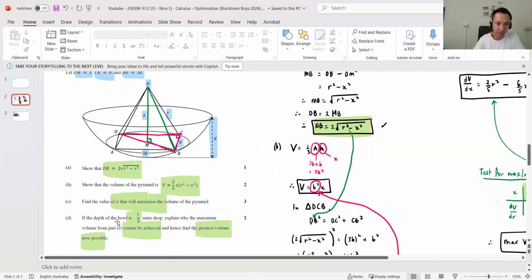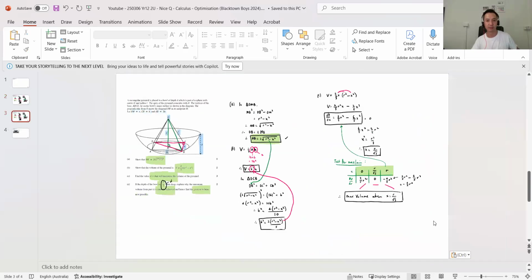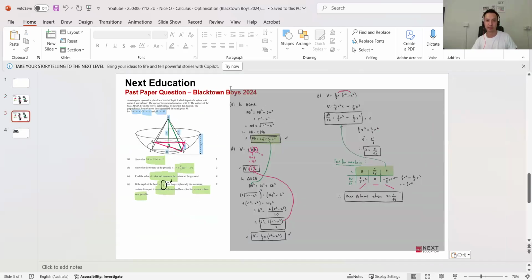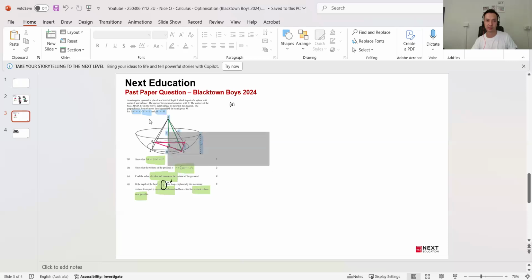If the depth of the bowl, so depth of the bowl is r on 3, well, that's d, right? Yeah, that's d. That's the depth of the bowl. Okay. Explain why the maximum volume from C cannot be achieved if that's d. Okay, now in this diagram, let me copy it to another tab. I'm just going to remove everything and all the colors in the diagram. Just want to isolate it, right?